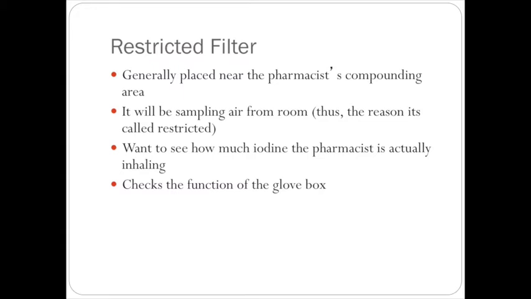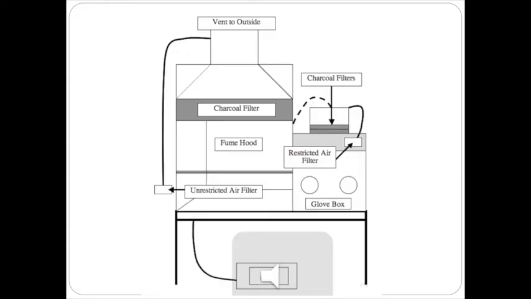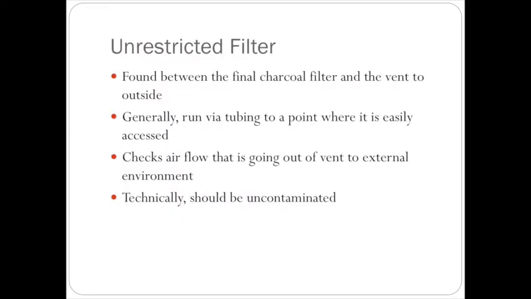And since it's usually right by where the pharmacist is working, where their arms are, it's a great way of seeing if you actually have stuff that's shunting back out. And so you can kind of see in my little schematic there, the glove box, the two armholes, those two circles are basically where your arms would be. So your face was kind of standing right up there. When you stand up, it's right there next to that restricted air filter. And so that's the air that we actually choose to evaluate.